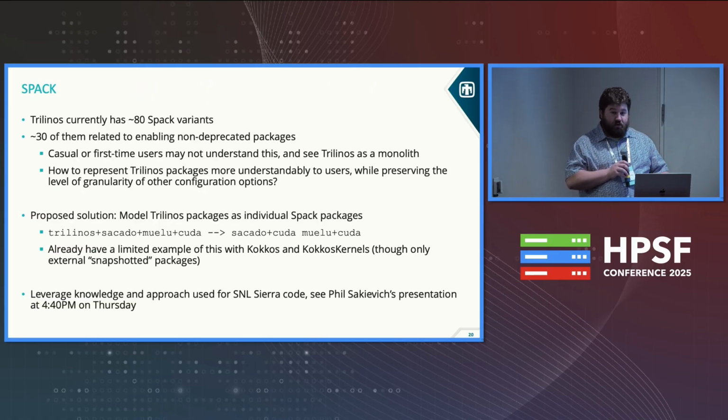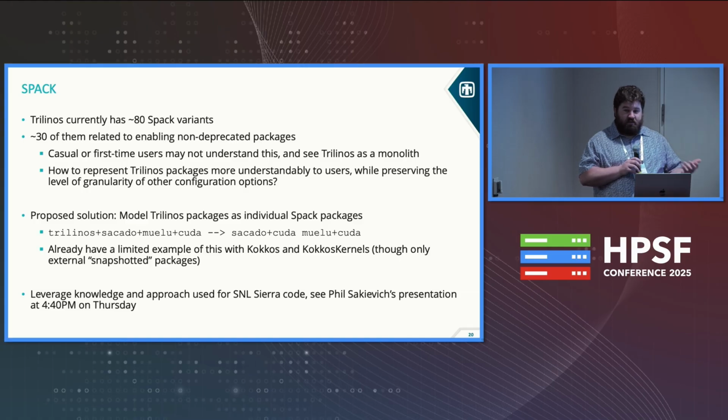So if anybody's heard of Spack, Spack is really great at abstracting some of these packages that have a lot of CMake options into variants, and that's a fantastic approach. It already happens. We have 80 variants, compared to most other packages. That's a lot. And 30 of them actually relate to turning on and off our non-deprecated packages. So this is where it can be complicated for first-time users that want exposure to Trilinos. I'm going to assume that they're building it through Spack because that's a fairly accepted way to get software on HPCs.